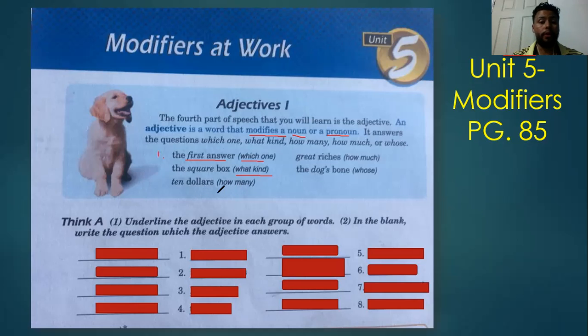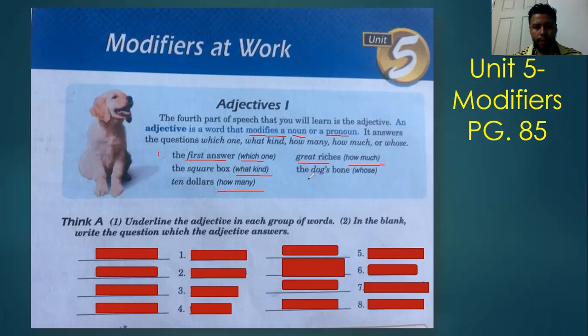So the correct word is, in this case, how many dollars? How many dollars do you need? I need $10. In this case, let's go to the right side. This side, great riches. Is it countable or not countable? The correct question will be, how much? How much is for not countable nouns.